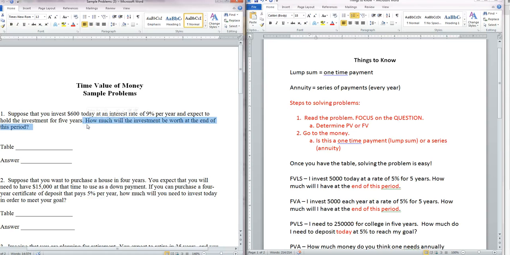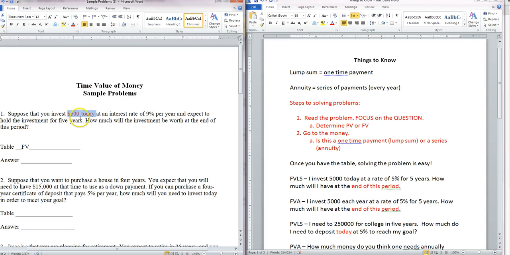Well, that's our question right there. That's our focus question. How much will the investment be worth at the end? Well, at the end to me sounds like future value, because I'm asking for a value out in the future. So I'm going to put future value. The next thing it says to do over here is go to the money. Well, here's the money right here.